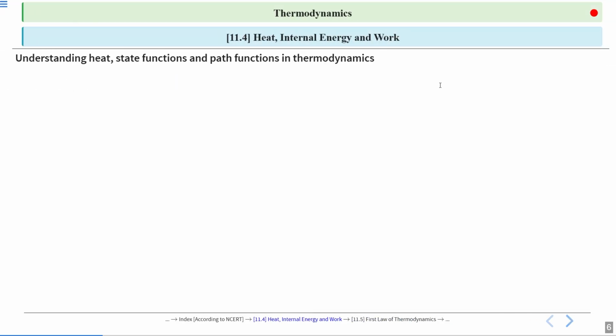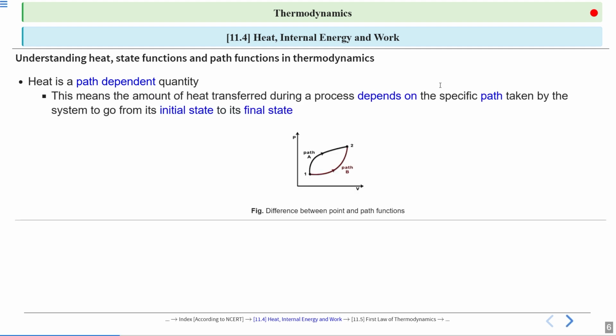Now, heat is a path dependent quantity. This is a very important concept. We know heat is a scalar quantity. So here path dependent quantity means the amount of heat transferred during a process depends on the specific path taken by the system to go from the initial state to its final state.